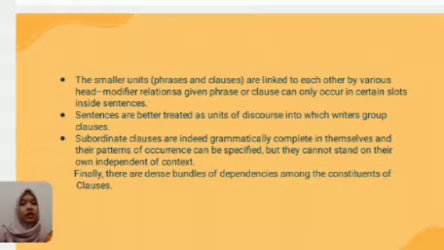A given phrase or clause can only occur in certain slots inside sentences. Sentences are better treated as units of discourse into which the writer groups clauses. Subordinate clauses are indeed grammatically complete in themselves and their pattern of occurrence can be specified, but they cannot stand on their own independent of context. So finally, there are dense boundaries of the dependencies among the constituents of clauses. Okay, that's all. Thank you very much.